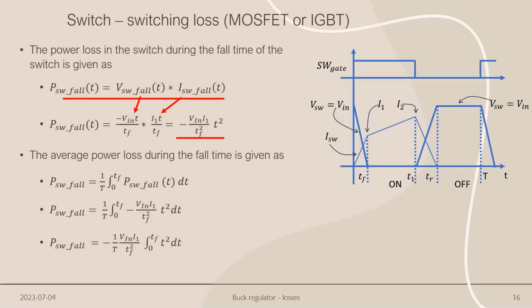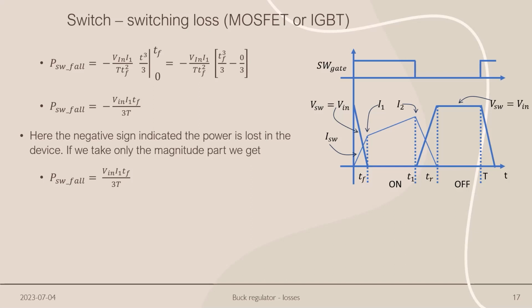Now, the average power loss is given as the integration of power loss over one cycle. Let us substitute the value of power loss equation. Thus, we can take the constants out, and now we have to only integrate T square over time. The integration limits are from 0 to Tf. Let us substitute the value of T after integration. Here, Tf and Tf get cancelled. The negative sign indicates the power that is lost in the device. If we take only the magnitude part, then we get the power loss as Vin into I1 into Tf divided by 3T.